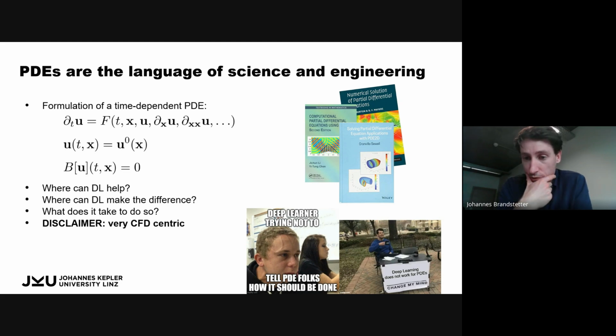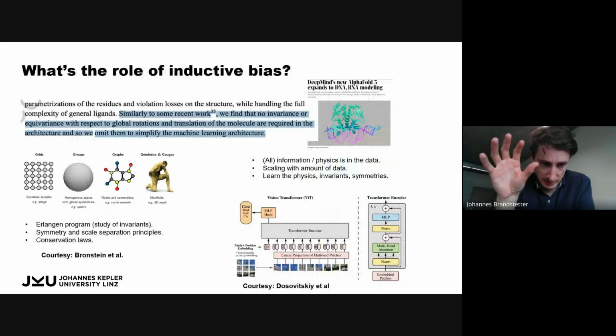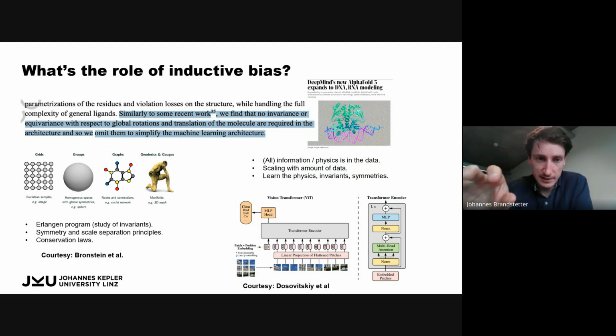So for the first part, I will be very computational fluid centric, because I think this is what is easiest to understand. I think one question here, and this now gets a bit more related to geometry, is the role of inductive bias. Because inductive bias is something we are fighting in machine learning on two fronts.